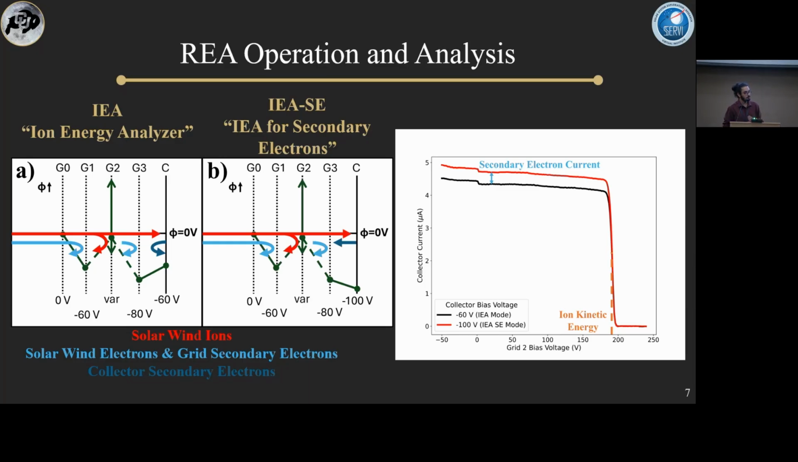On the right, I'm showing how the current collected at the collector varies as a function of the bias on the second grid, the ion filtering bias. The difference between these two modes shows the secondary electron current, and then we're able to normalize that to the amount of ion current to get the secondary electron yield.